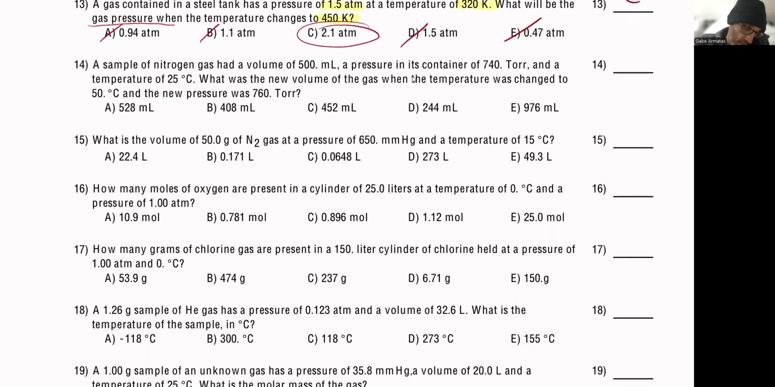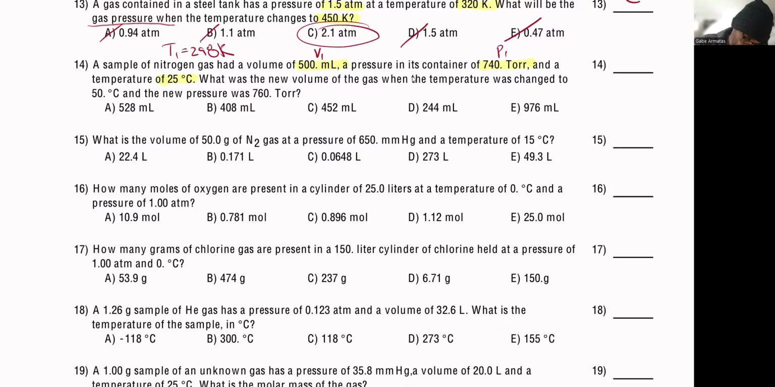All right. A nitrogen gas sample at 500 mL, a pressure of 740 torr, and a temperature of 25 degrees Celsius. What is the new volume? Okay, so let's highlight the things that we have: 500 mL, 740 torr at 25 degrees Celsius. Those are my volume 1, pressure 1, and temperature 1. I'm going to put it up here because we have to convert this into Kelvin. 25 plus 273 gives me 298.